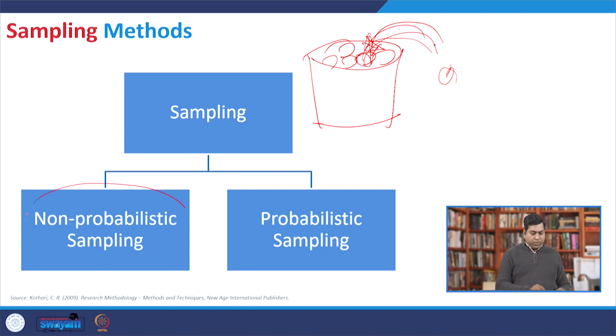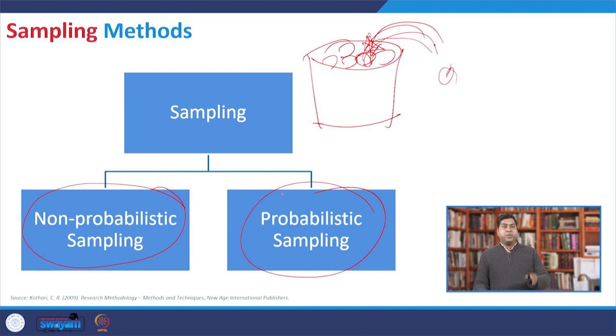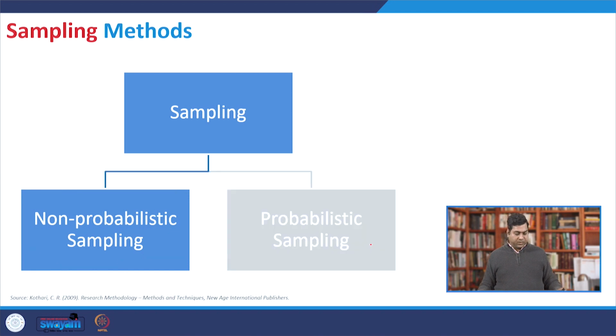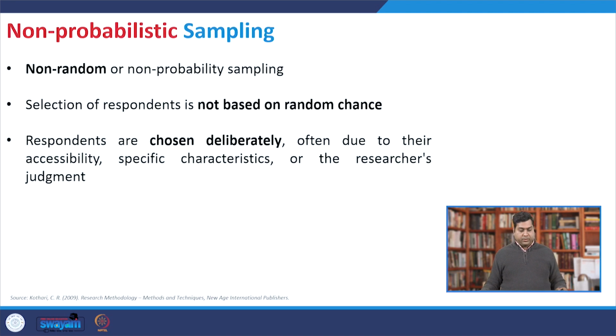Now non-probabilistic sampling means there is no probability involved, and mostly it is based on some kind of judgment, some sort of purpose. Sometimes it is also required, and we will discuss that in detail. And then we have probabilistic sampling, where the probability of selecting a respondent is actually determined. So in this lecture we will discuss non-probabilistic sampling in detail. So let us understand what exactly it is.